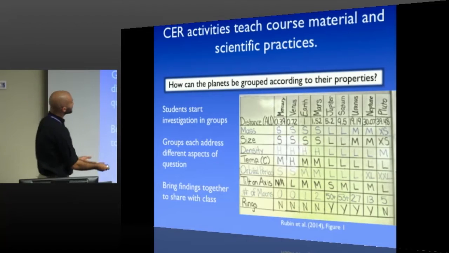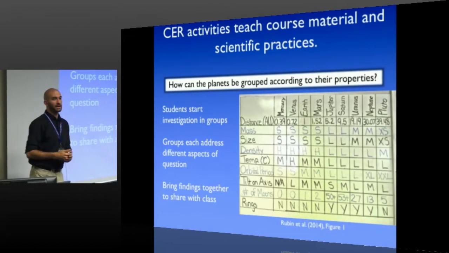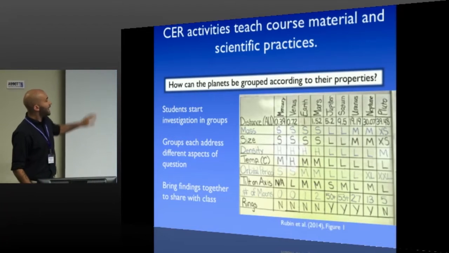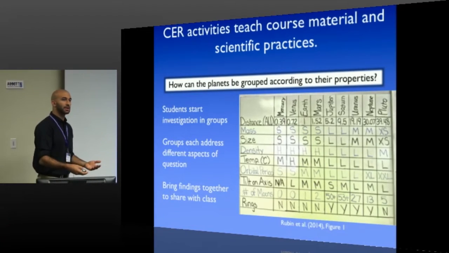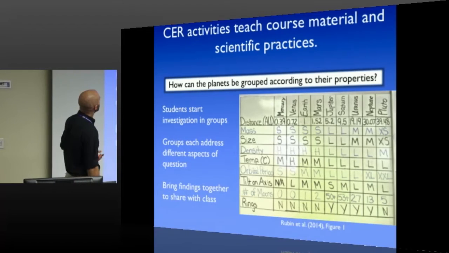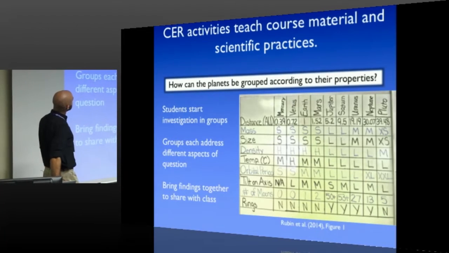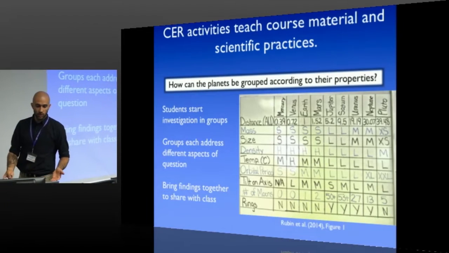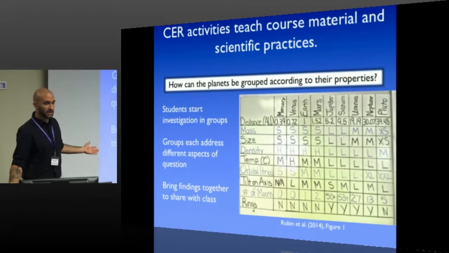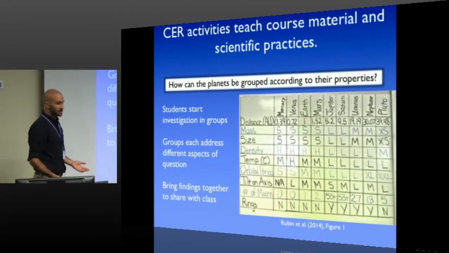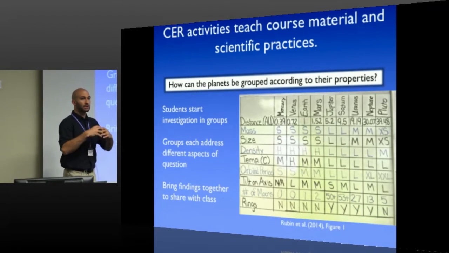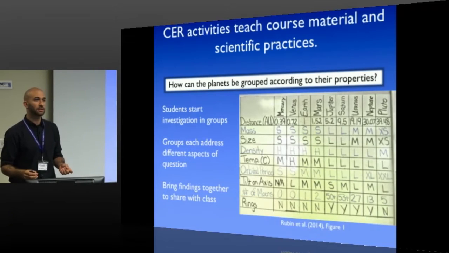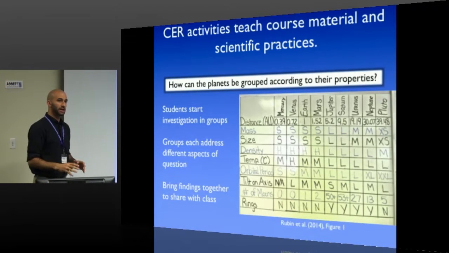So the example I'm going to give you here is actually from a paper by Carrie Ann Rubin and the rest of the group in 2014. And it's using the example from a claims evidence reasoning activity with the question, how can the planets be grouped according to their properties? So students are given this question, they're given places they can look for the data, and they start investigating this. This class is broken up into groups, and each group, in this case, takes a different property and kind of classifies the planets by it.